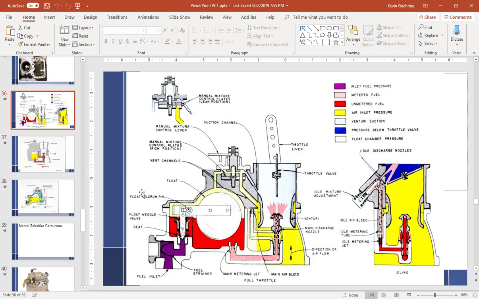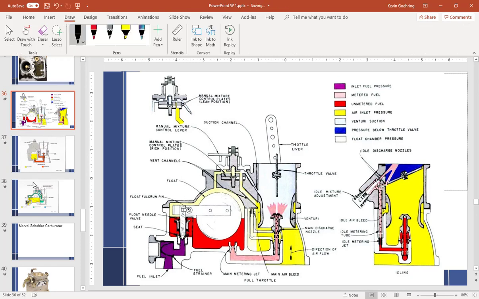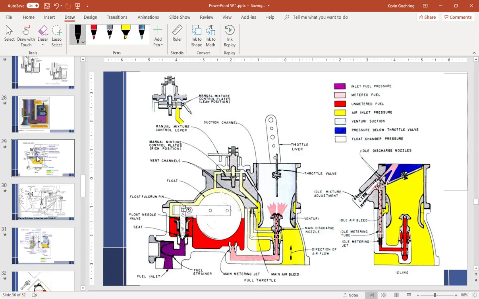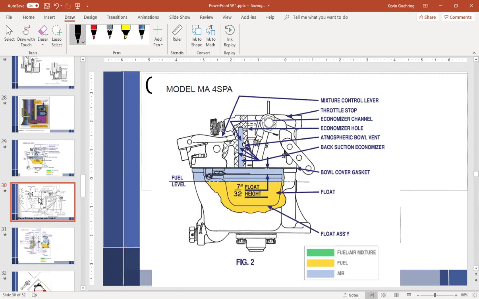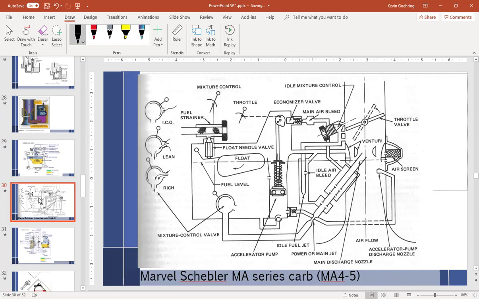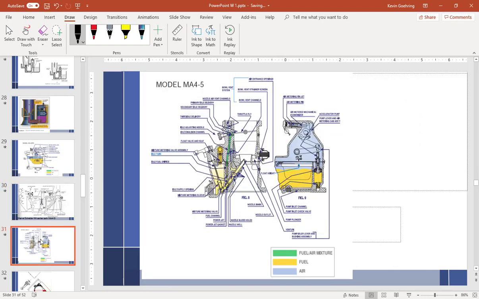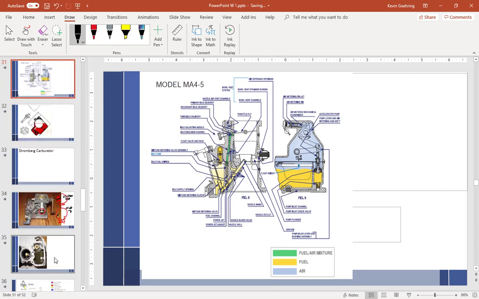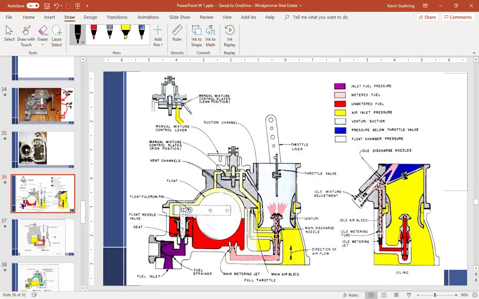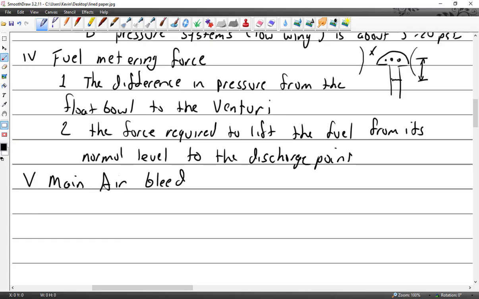Okay, so the Stromberg, so right here is our main air bleed. And so we're going to talk about the main air bleed. These are a little more difficult because they don't always show everything as well. Not messy, just hard to read. Back to here. So main air bleed. What does the main air bleed do?